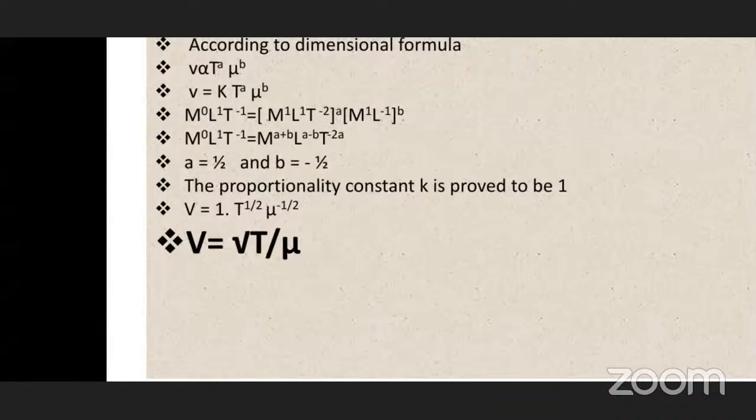That is v is equal to square root of T to the power half into mu to the power minus half. What does it mean? v is equal to square root of T by mu. Finally, the velocity of the wave in a stretched string, you have to consider as square root of T by mu. Similarly, this is about velocity of wave and its equation.